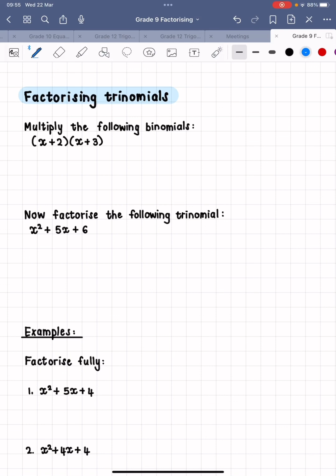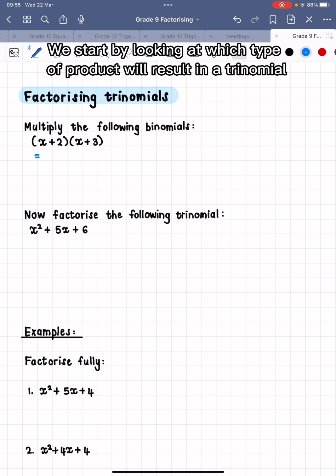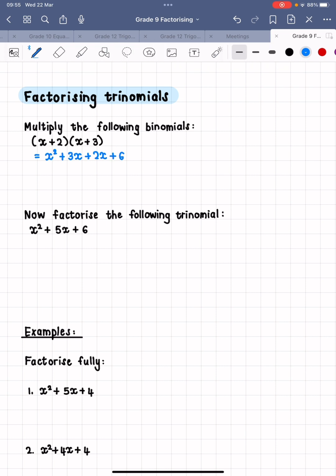Today we are doing factorizing trinomials. When we do our firsts, x times x is x squared. Outers, 3 times x is plus 3x. Inners, 2 times x is plus 2x. And then for our last, 2 times 3 is 6. Do I have like terms there? The middle ones, right? So we're going to end up with x squared plus 5x plus 6.